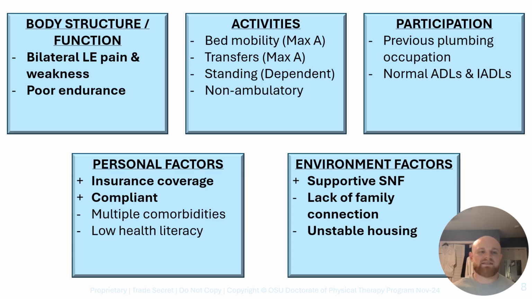So looking at the broad ICF characteristics here, the main impairments are the leg pain, the weakness, and poor endurance, as we will see with the outcome measures. Let's take a closer look at personal factors here.